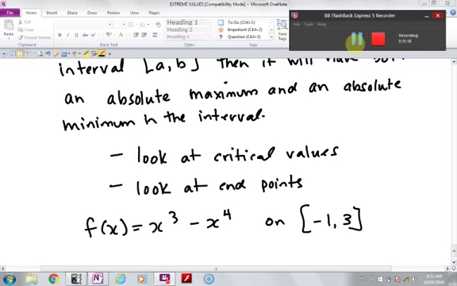And if you're going to find the maximum value, that means you've got to find the y values that go along with these. It's a little bit trickier.